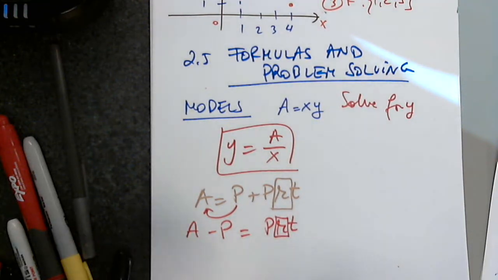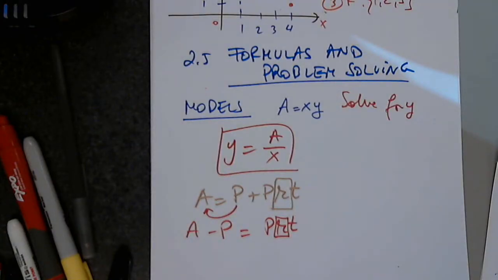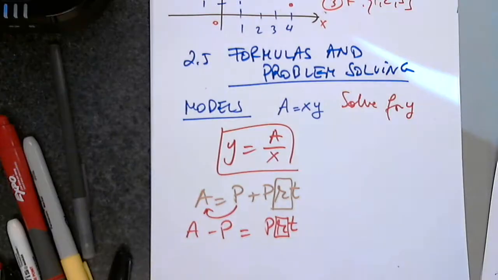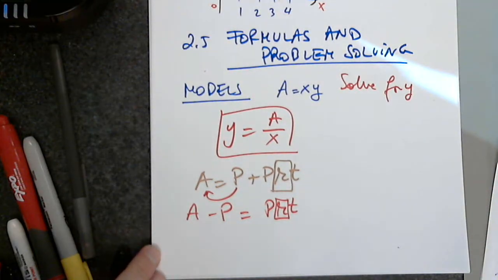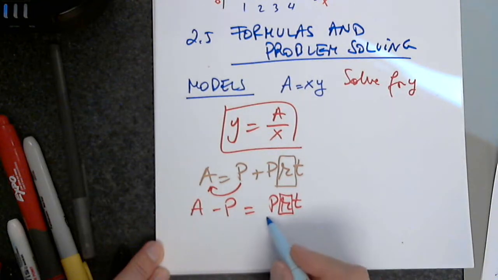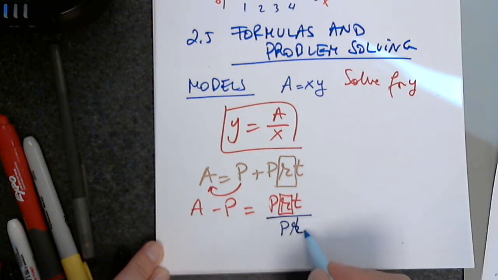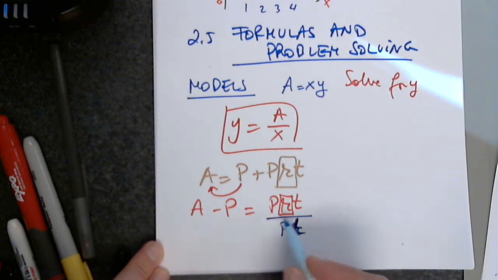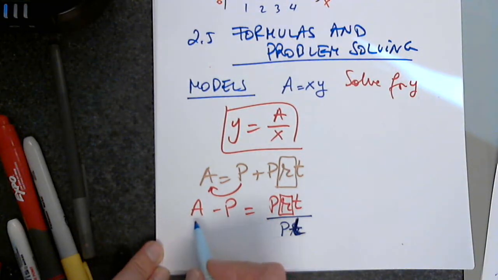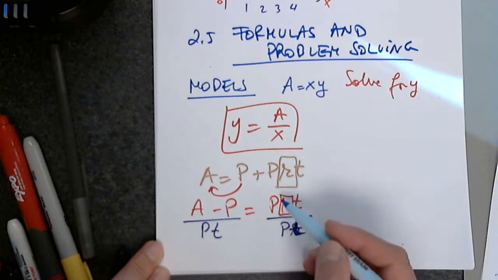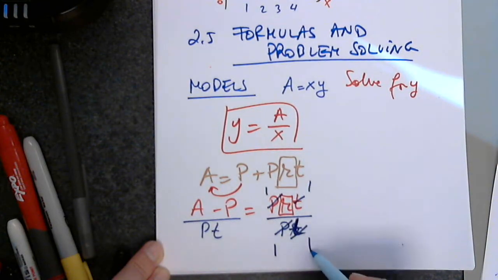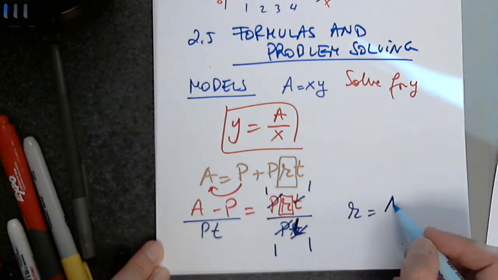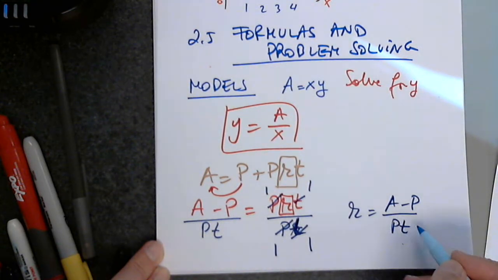I'm still solving for R. What will I do next? Both sides by? Very good. Be very careful. We already talked about terms and factors. Be careful how you write it. You can write it's divided by, oops, I meant PT, of course. I'm not dividing by the variable I'm solving for, right? So, and PT, and I'll simplify factors. And I get R to be A minus P divided by PT.